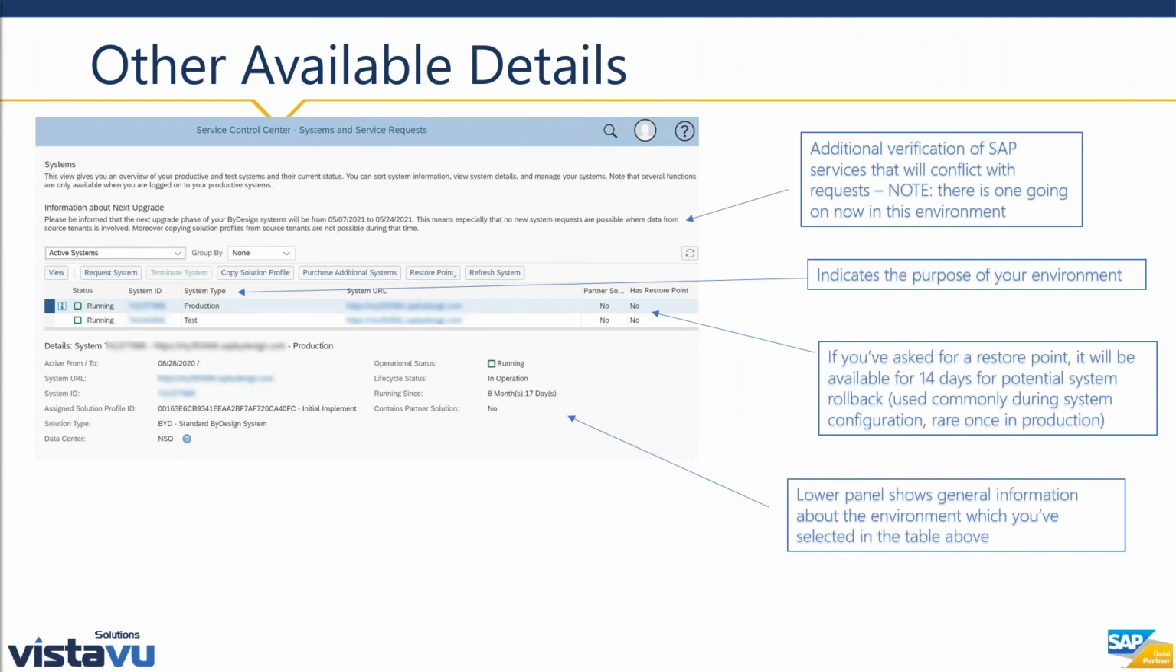Has a restore point. So that flag on the far right of the table, if you've been asked for a restore point, using the request restore point button, then that will tell you that there is one in place. But after 14 days, that database will get purged from SAP servers and it's no longer available to you. So if you are doing restore points, the SAP assumes they are stale after 14 days.